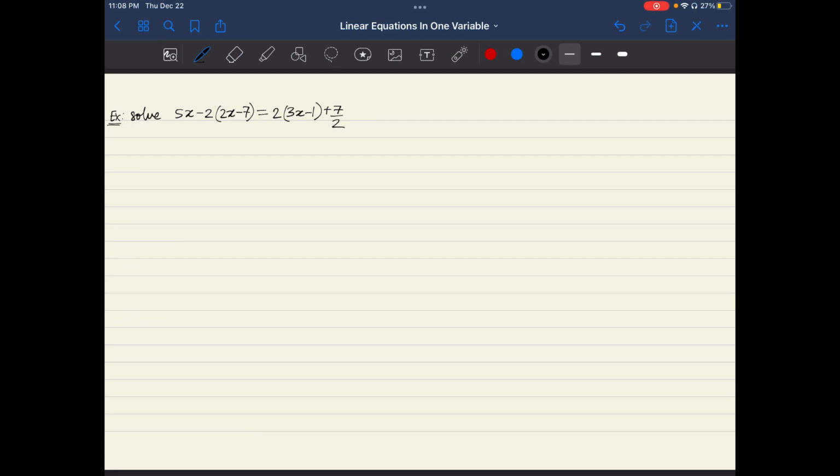Now the next question is solve 5x minus 2 times (2x minus 7) equals 2 times (3x minus 1) plus 7 over 2. And now in this case, let's first simplify the LHS and the RHS before we start solving this equation. So in this case, our LHS is 5x minus 2 times (2x minus 7), which is 5x minus 4x plus 14, which is x plus 14. So our LHS is actually just x plus 14.